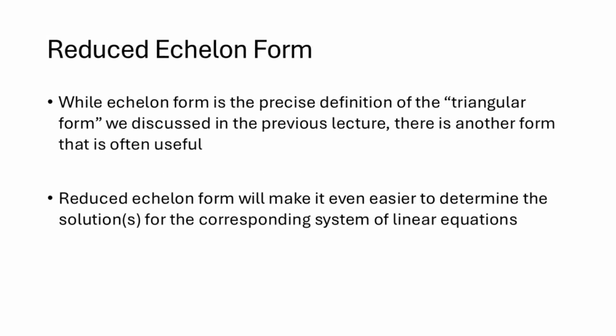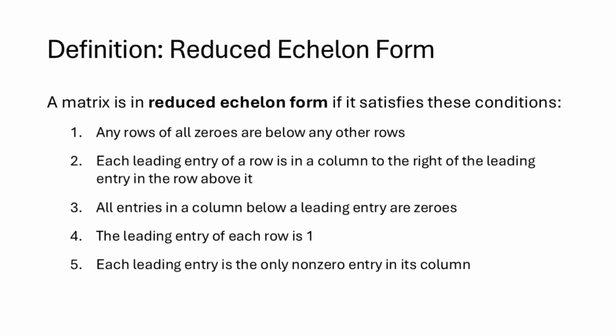Now, echelon form is the precise definition of that triangular form that we were working towards in the previous lecture, but there's another form that can be useful for us called reduced echelon. As we'll see in a future lecture, reduced echelon form will make it even easier to figure out the solutions of the corresponding system of linear equations. All right, so what's reduced echelon form?